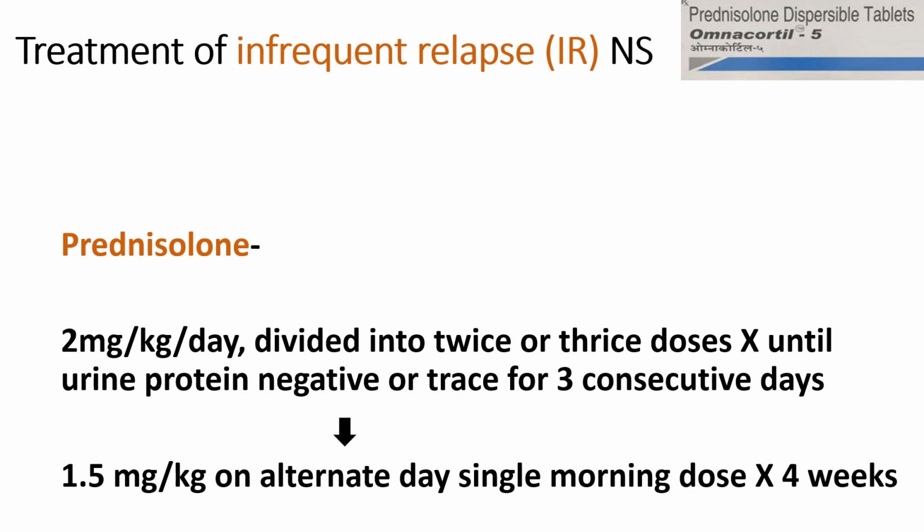It generally takes 14 days to get remission, and after that we have to start 1.5 mg per kilogram alternate day prednisolone, single morning dose, for the next 4 weeks. So the total duration is around 6 to 8 weeks for infrequent relapse patients.